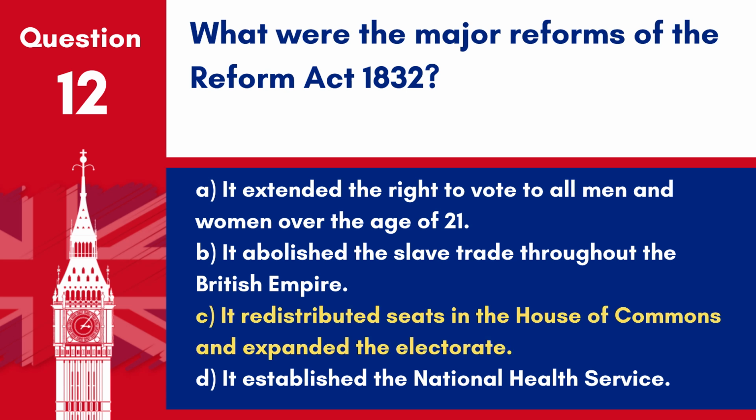Answer: C. It redistributed seats in the House of Commons and expanded the electorate. The Reform Act of 1832, also known as the Representation of the People Act 1832, made significant changes to the electoral system of England and Wales, addressing gross inequalities in representation.